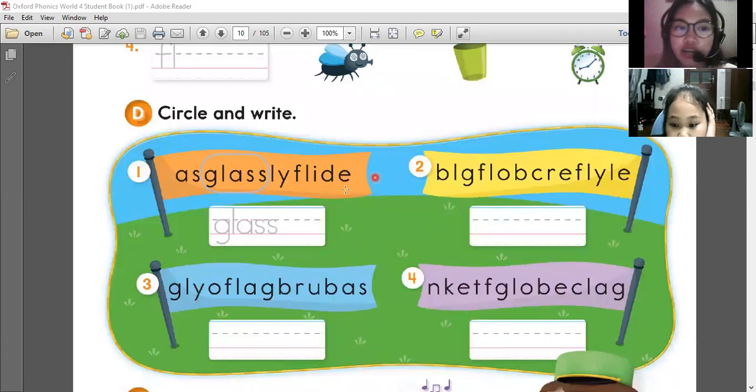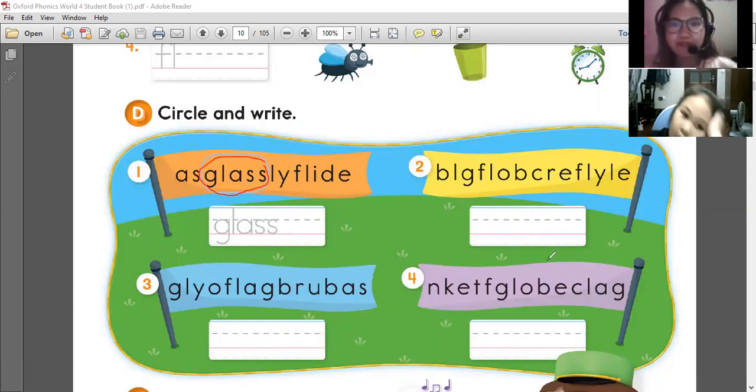Okay, so this one, you just have to look for the correct word, since there are many letters there. So for example, number one, the word is glass. So you circle glass and then you write the word here. Okay? All right. So can we do number two? Can we try number two? What word will you find in number two?